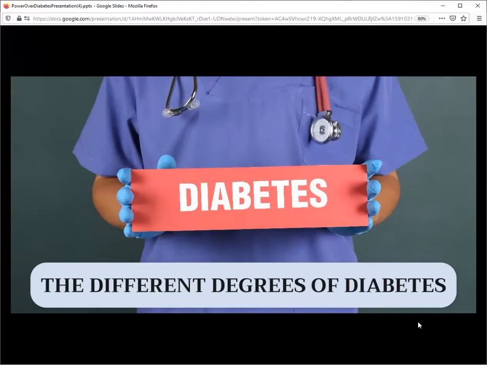Type 2 is primarily what we'll be focusing on today, and it absolutely can be reversed, and a person's numbers return to normal and stay that way.